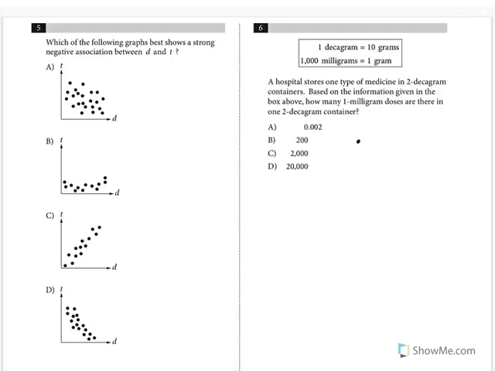Which of the following graphs best shows a strong negative association between D and T? Well, in order to answer this, we need to know what strong negative association means. A strong negative association between the x-axis and the y-axis means we're going to have a downhill slope, which means as the x-axis increases, the y-axis is going to decrease. So in this case, as D increases, T decreases.